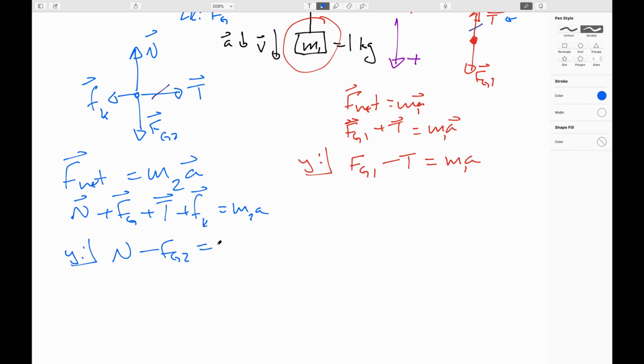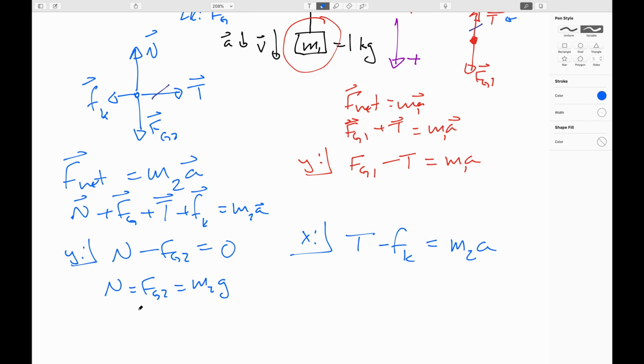And that will equal M2 times the Y component of the acceleration, but that's 0. So we get that the normal force is Fg2, so it's M2G. All right, now let's go over to the land of X. We have tension acting to the right, kinetic friction acting to the left, and that's all she wrote. It's accelerating to the right, so we can just say M2 times plus A.